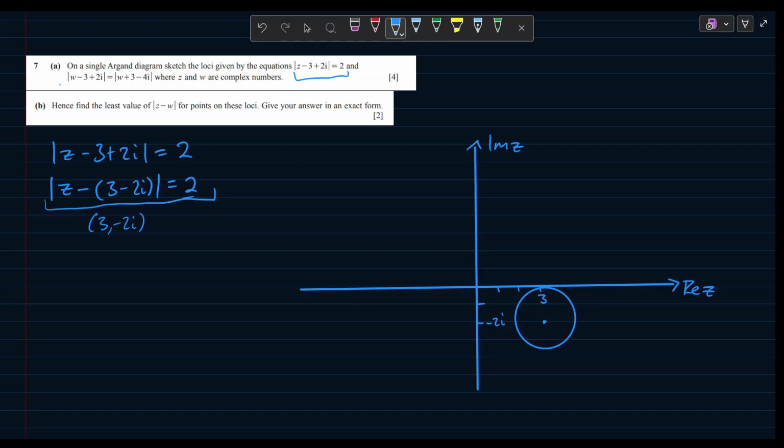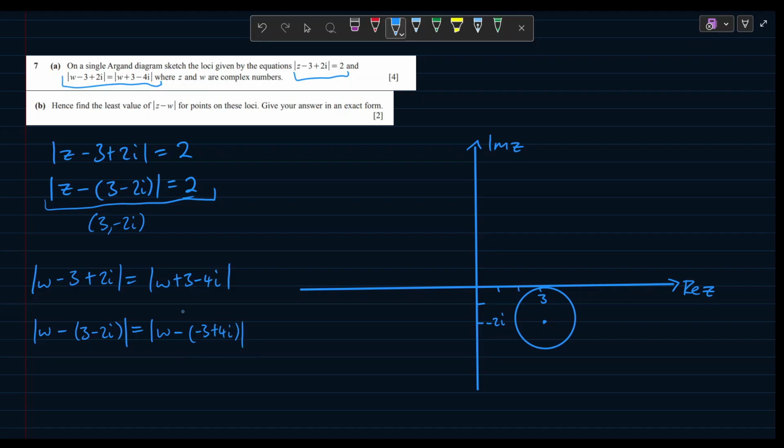Now let's look at this equation. That's the modulus of w minus 3 plus 2i is equal to the modulus of w plus 3 minus 4i. So let's factor out a negative sign in the complex number here. That becomes 3 minus 2i is equal to, let's factor out a negative sign here as well. So that becomes negative 3 plus 4i.